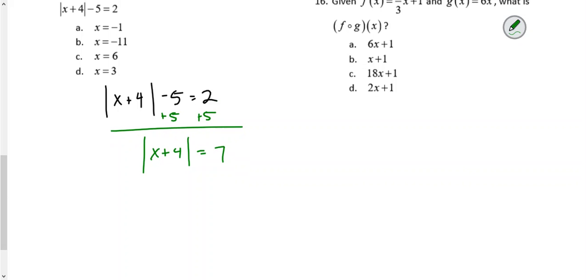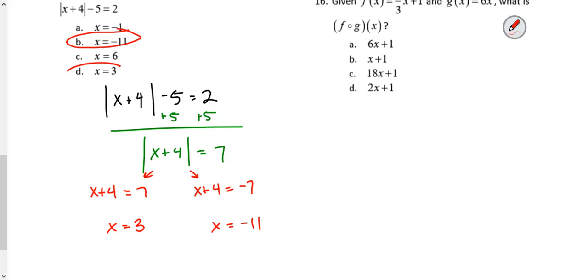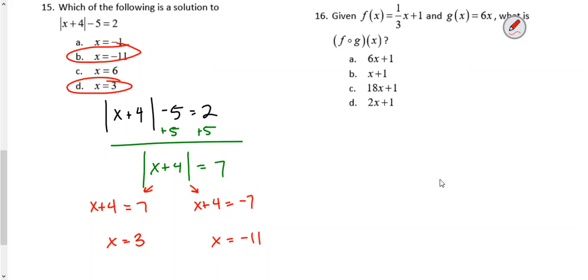I'm now going to split into my two problems. So I get x plus 4 to equal 7, and x plus 4 to equal negative 7. If I subtract 4, I get x to equal 3. Subtract 4, x equals negative 11. So both B and D are answers. On your test, you'll only have one answer. So you just circle whichever option you have.